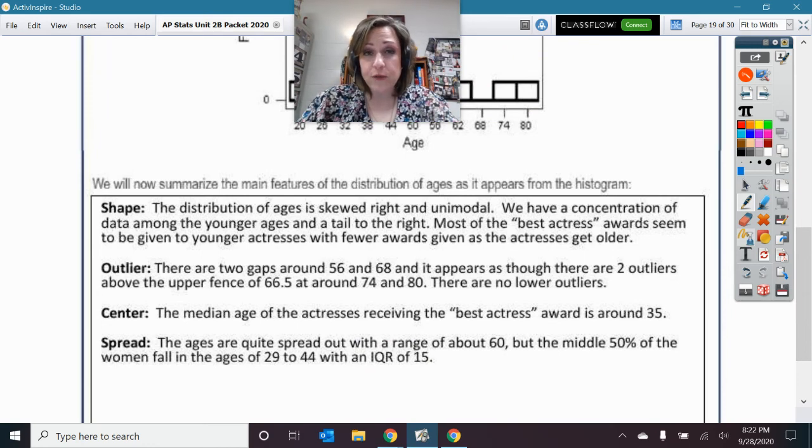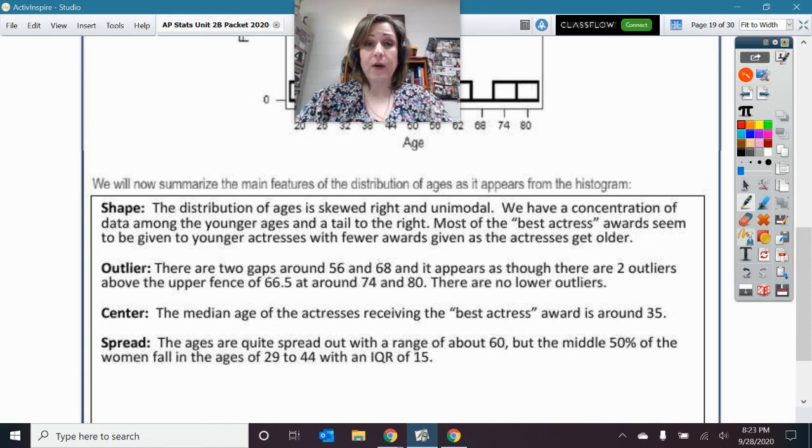Be specific, giving specific number values. So decide if you're going to use median and IQR information or if you're going to use the mean and standard deviation information. And you'll have to calculate your fences so you can decide where the outliers are, if they're above the upper outlier fence or below the lower outlier fence. So calculate your fences so you can completely describe the distribution with your socks.